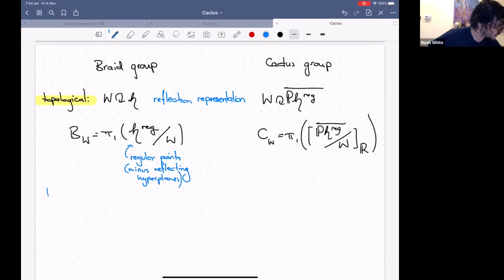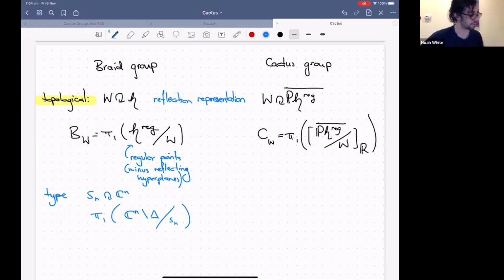And so the thing to say here is in type A, you've seen this. The symmetric group acts on n complex points, and you can take then n complex points minus the big diagonal. The fancy way to say it would be the moduli space of n non-intersecting points. And if you quotient this by the symmetric group and take the fundamental group, this is the usual braid group, the Artin braid group. Okay. All right, and so the Cactus group also appears topologically, and this is how it first appeared.